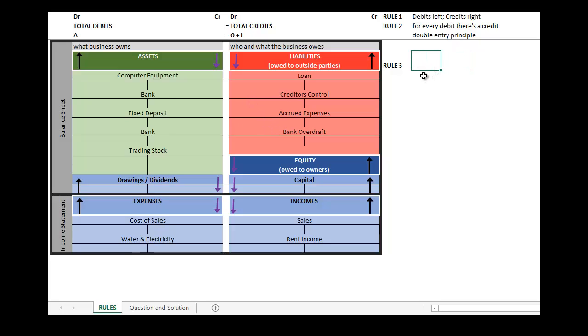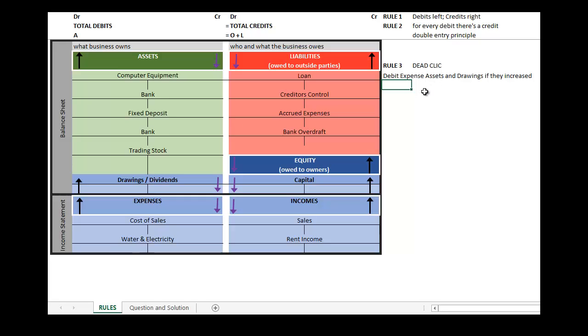Rule number three says DEBT CLIC. Now, what on earth does that mean? DEBT stands for debit: D, expenses, assets, and drawings if they increase. Very important, if they increase. So if my assets or my drawings or my expenses increase, I'm going to record an amount on the debit side of that account.